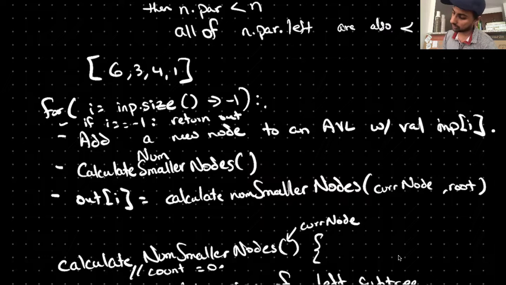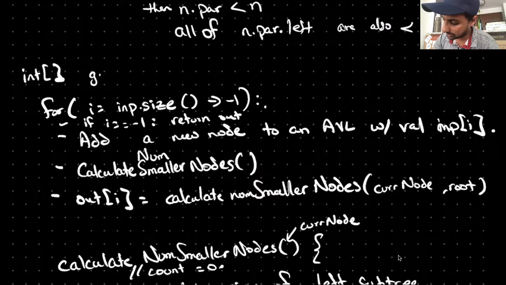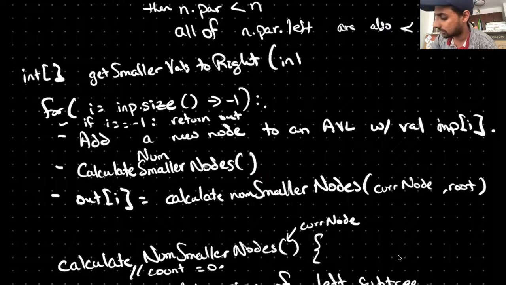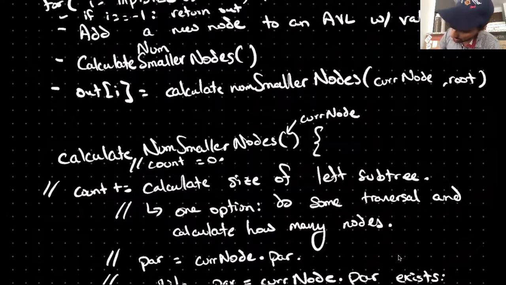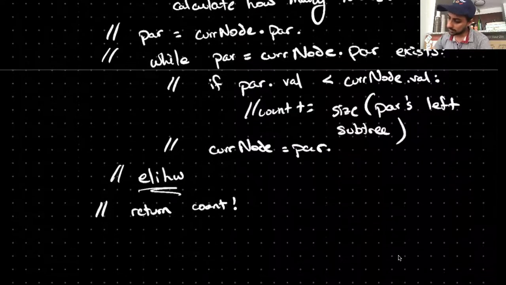And then we can name all of this as one function. This is going to return an array of integers, so it's going to be an integer array, and it's going to be called getSmallerValuesToRight, and it's going to take in an integer array as the input. So that's our algorithm here. And again, I'm going to leave this as an exercise for you to convert it yourself from pseudocode into actual code. But that should be it.